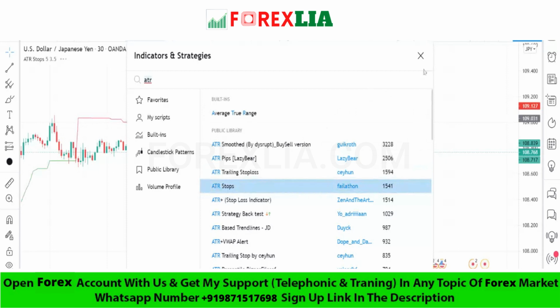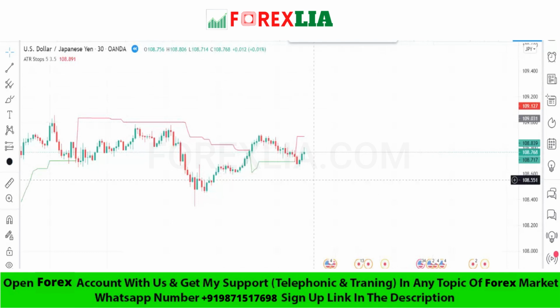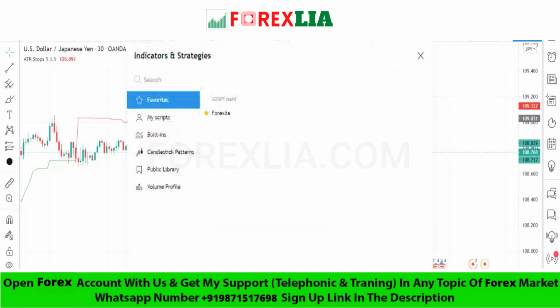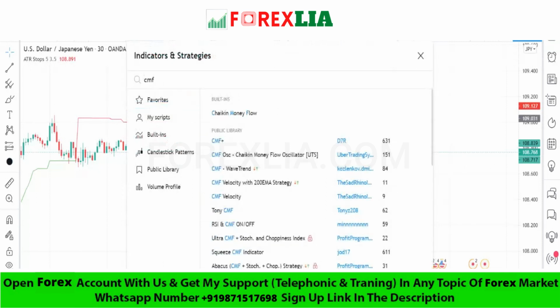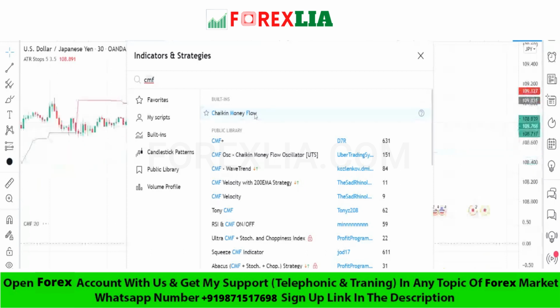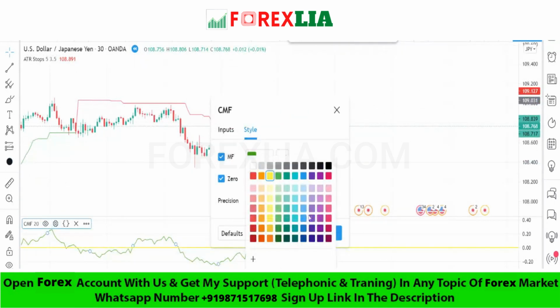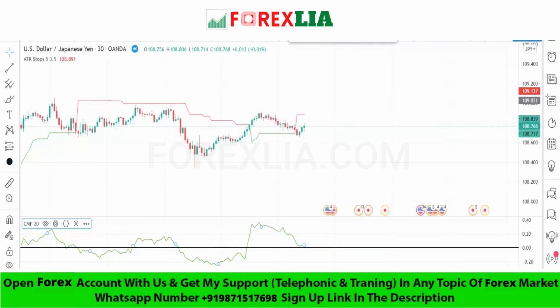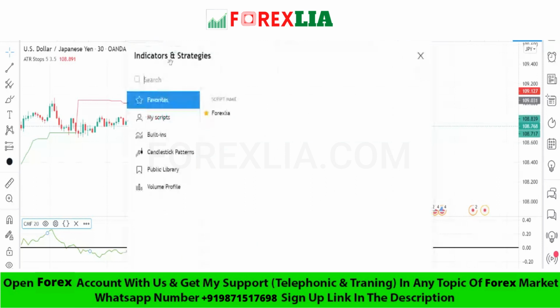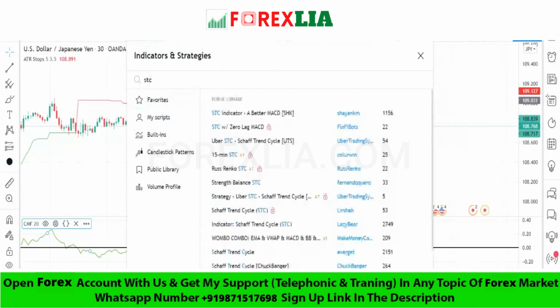First, the ATR Stops indicator. Second, the CMF indicator. And third, the STC indicator.